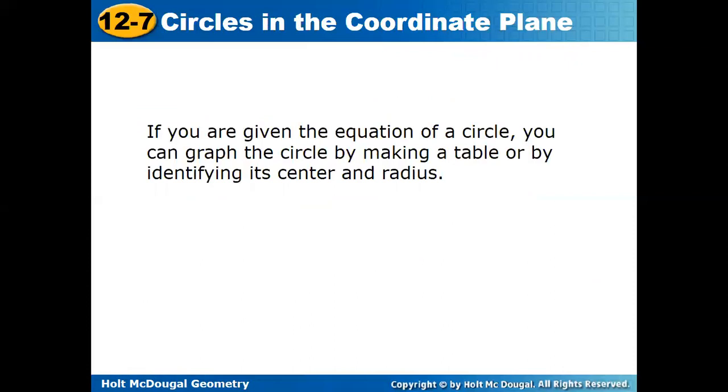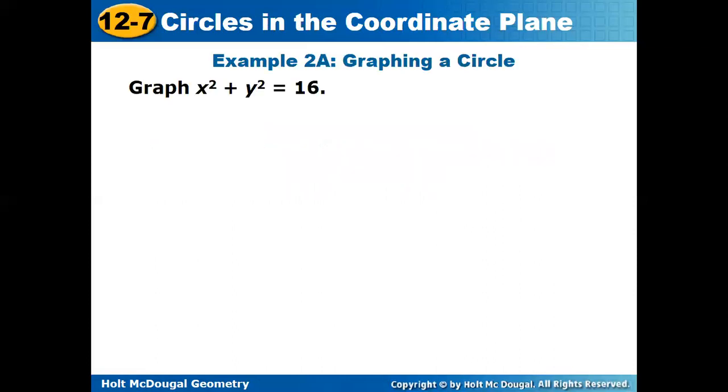Now, if you are given the equation of a circle, you can graph this circle in 2 ways. The first way, like graphing a line, if you know the equation, is by making a table, or the second way is by identifying its center and radius. Let's see the first example with the first way. Graph x squared plus y squared equals 16. In this example, we will solve by using a table.